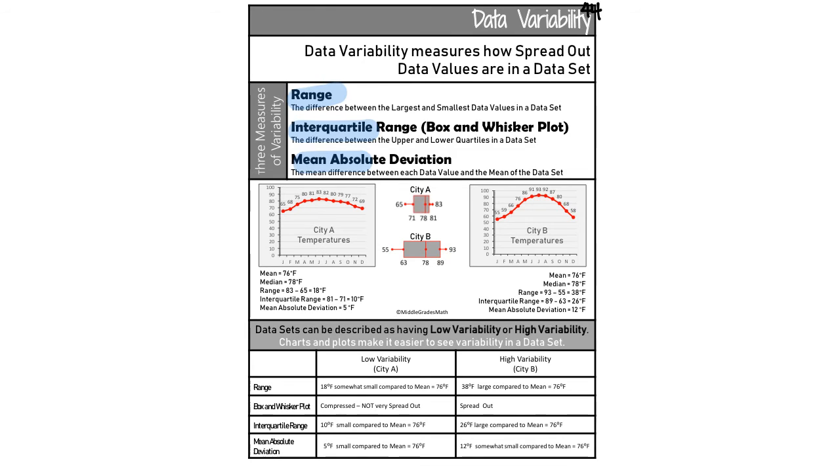Now, if you go to city B, their range is 38 compared to their mean of 76. So it's got a lot of variability there. That 38 number is a lot closer to the 76. The box and whisker is a lot more spread out as compared to city A. The IQR is 26. Compare that to the mean of 76 versus the other city, whose IQR was only 10. So it tells you this one's a lot more spread out. And then the mean absolute deviation is 12. That's somewhat small compared to the 76.